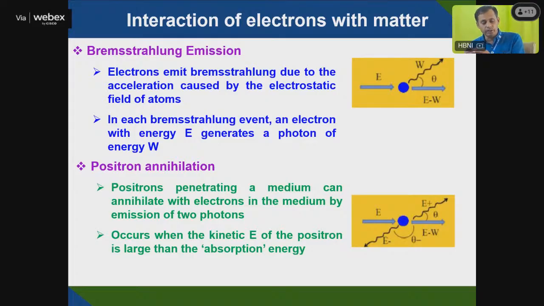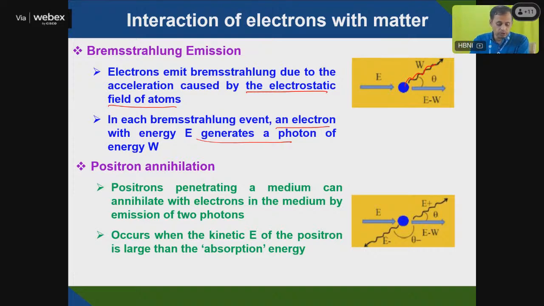When an electron is moving close to the nucleus, there will be the electrostatic field of the atoms there. Because of that, due to acceleration, it will continuously lose some energy. So an electron with energy E generates a photon of energy W here. You can see this photon is generated. Because of that, it will give some background to the system.